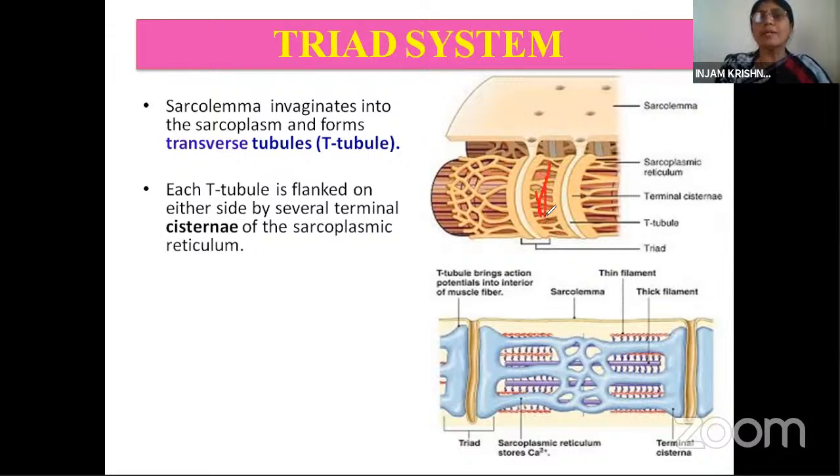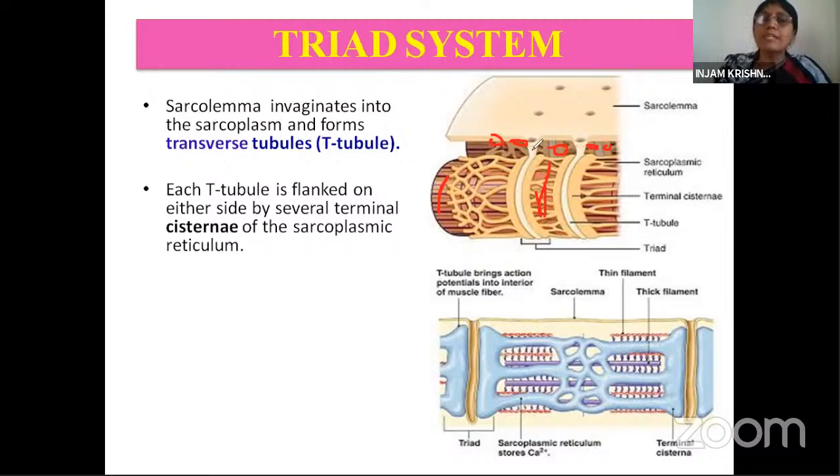This is the sarcoplasmic reticulum, and these are the fibrils, muscle fibrils, and somewhere here you cannot see, there are mitochondria and a number of nuclei very near to the sarcolemma. It is the structure of the muscle cell.